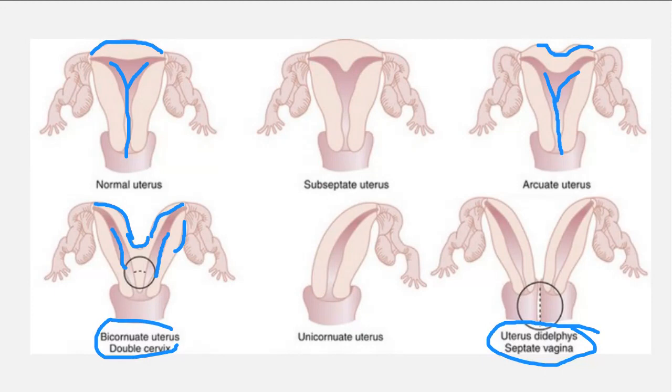And then the unicornuate, you can see we only have one uterine horn with a fallopian tube.